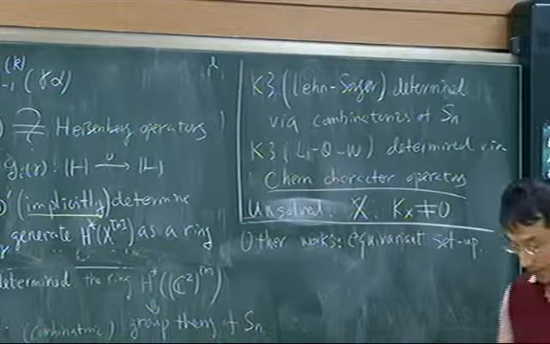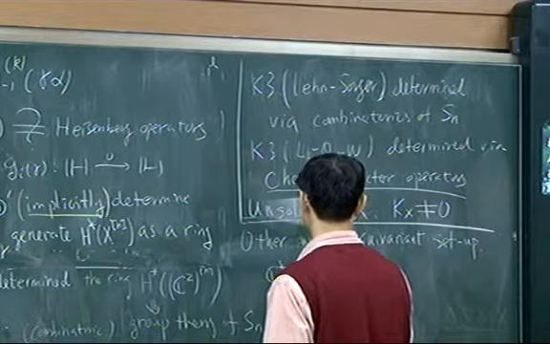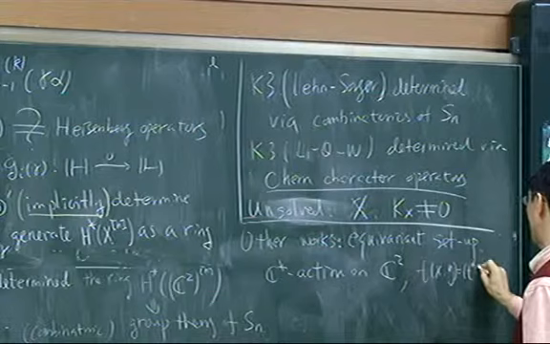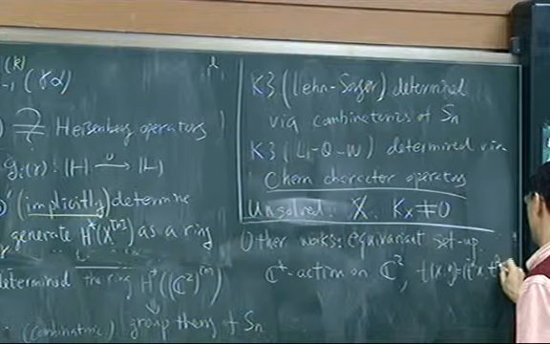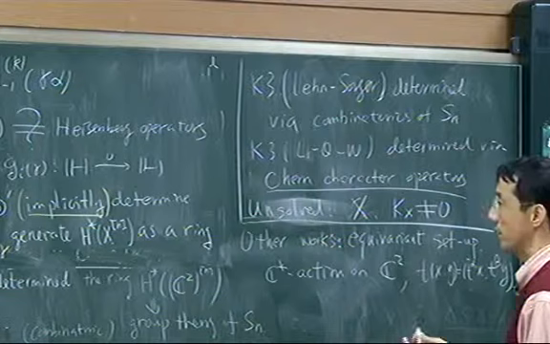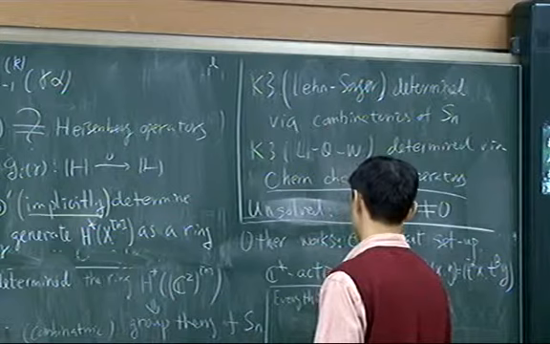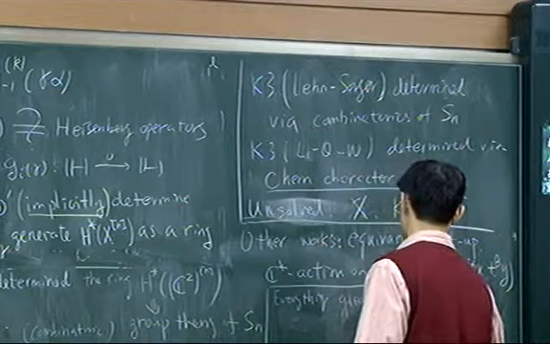So for the equivariant setup, for example, if I have a C star action on C2, in this way, (x,y) goes to (t^α x, t^β y). For example, you have this action, then you can talk about the equivariant. Everything goes through in the equivariant setup. But there are some new stuff coming out.